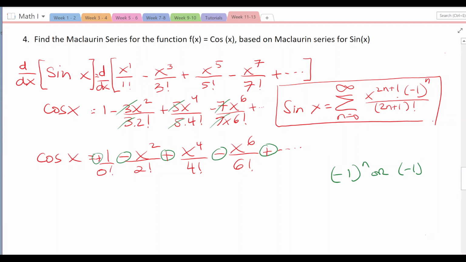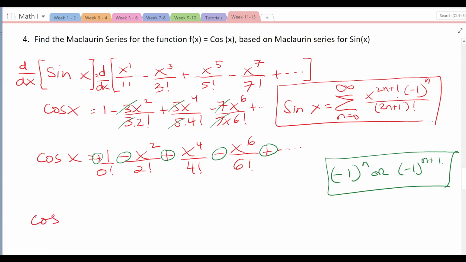N plus 1 for the alternating sign. This is just making the sign positive, negative, positive, negative. Let's try to find the patterns first of all.